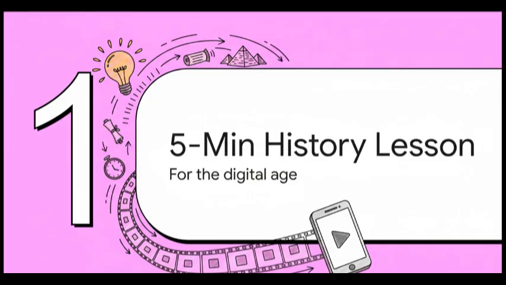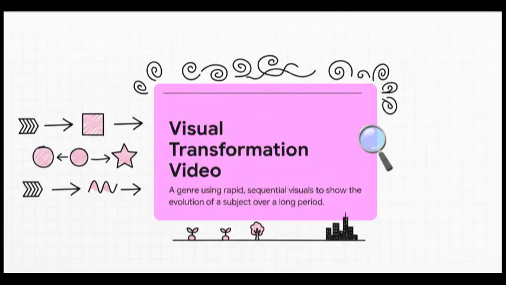So, first up, let's figure out what we're really looking at. This isn't just a random slideshow. Nope. This is a whole new genre of storytelling. Kind of like a 5-minute history lesson built for the way we watch things now. So there's actually a name for this, a visual transformation video, and the two most important words there are rapid and sequential. It's that constant, smooth morphing from one image to the next that creates this incredible magic, this powerful feeling that you're literally moving through time.